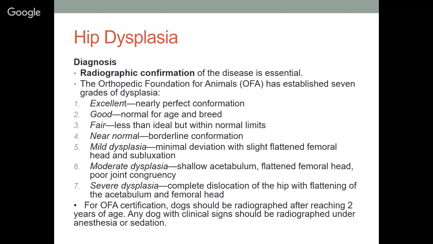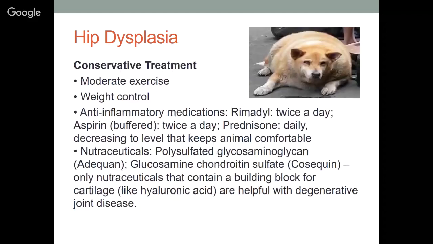For OFA certification, dogs should be radiographed after reaching 2 years of age. Any dog with clinical signs should be radiographed under anesthesia or sedation. We have had people who claim they can do this without sedation. It is not allowed for OFA certification. And the other thing that they have warned us about is that when we are radiographing female dogs in heat, sometimes those dogs in heat will have looser ligaments and so will show signs of possible hip dysplasia because of those looser ligaments when they actually don't have it. So we have to be careful about the timing when we do it.